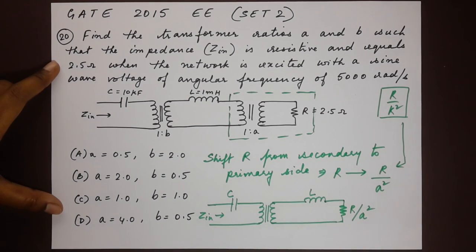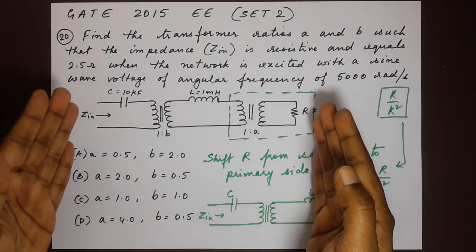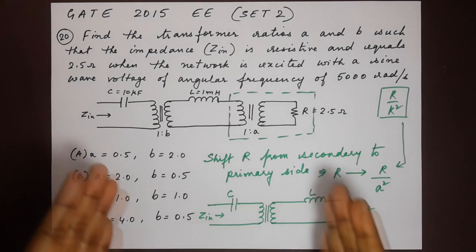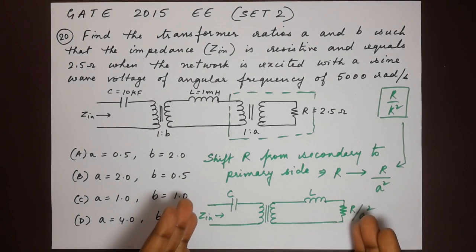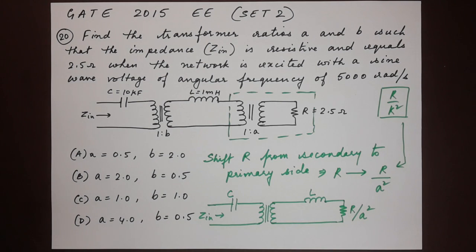Now, we have resolved the entire figure and brought it down to a smaller figure. Now we have to convert the entire thing into a more equivalent circuit. So let's do that next. Next, let's shift the inductance L from the secondary side to the primary side. We are going to do that next.